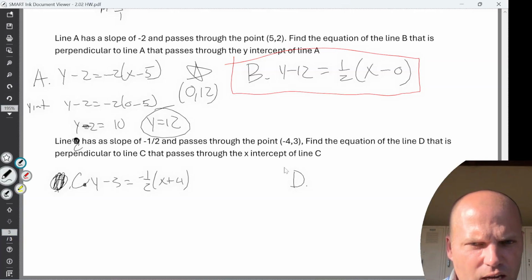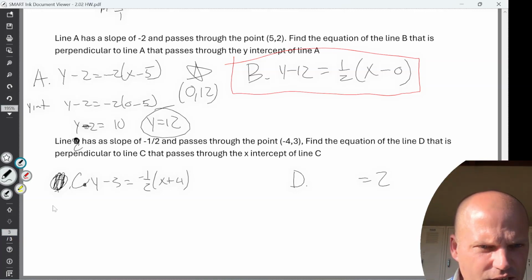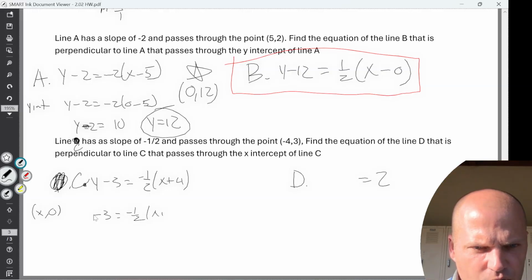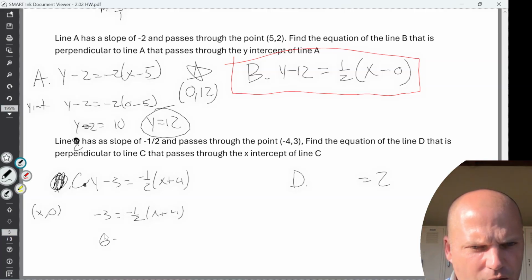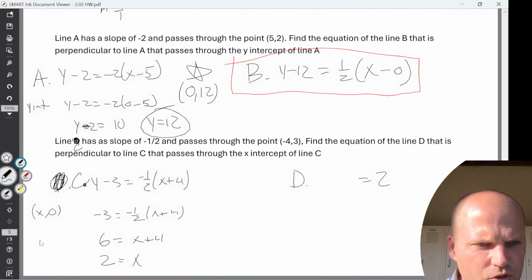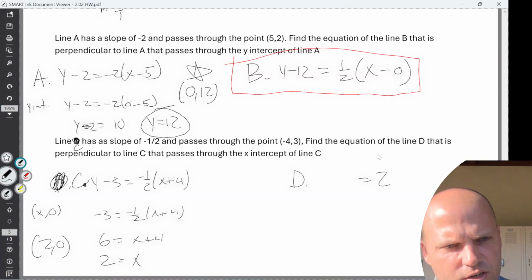Line D is perpendicular to line C, so its slope's got to be 2. It passes through the x-intercept of line C. Line C has an x-intercept when y is 0. So I have negative 3 equals negative a half x plus 4, with y being 0 substituted in. Going to multiply both sides by negative 2 to get positive 6 equals x plus 4. I'm going to subtract 4 to get x is 2. So I have an x-intercept at 2, 0.